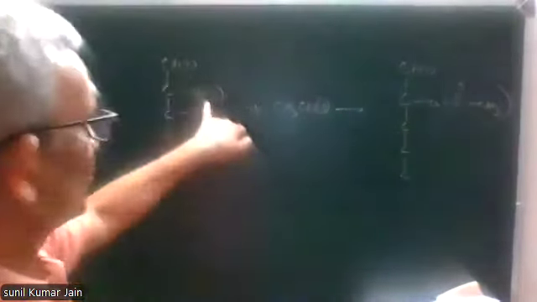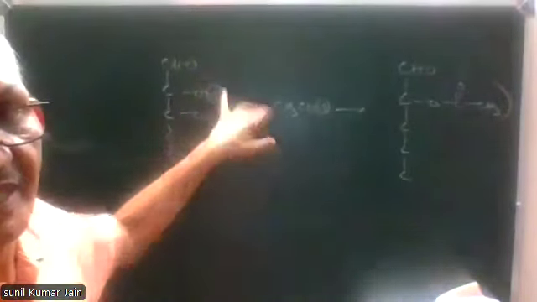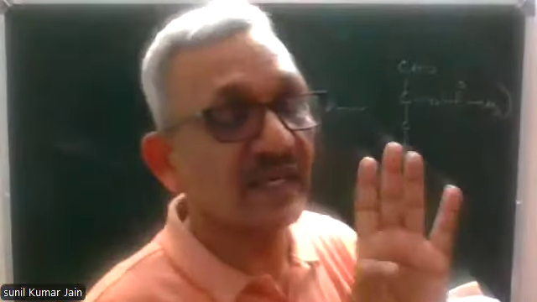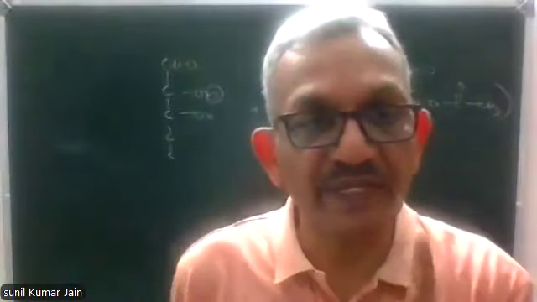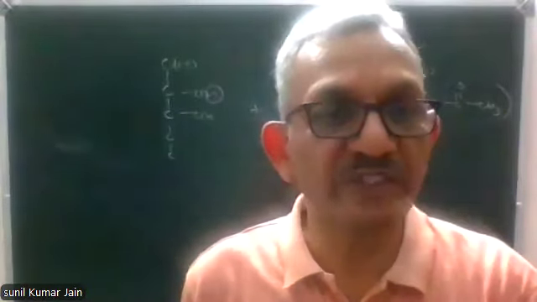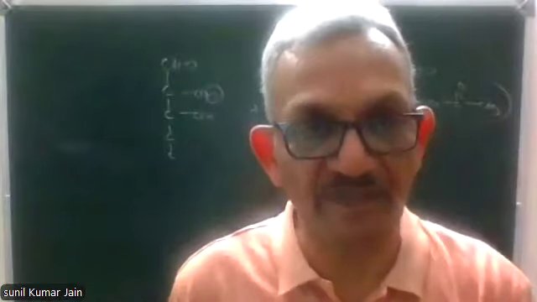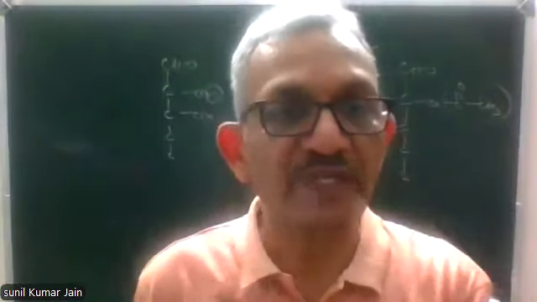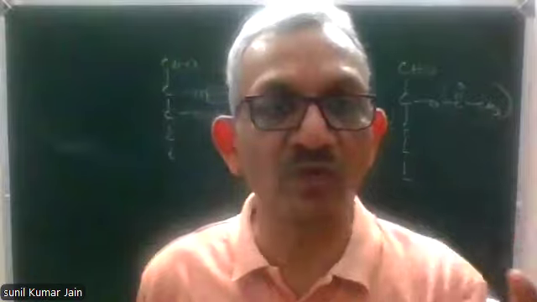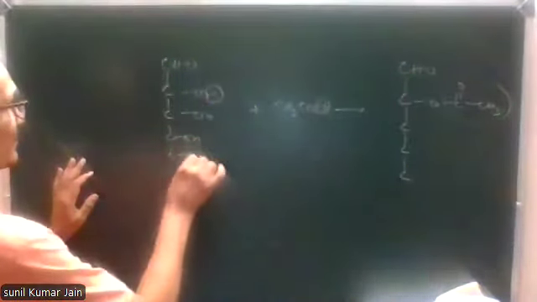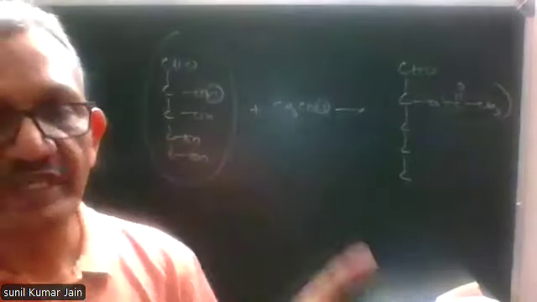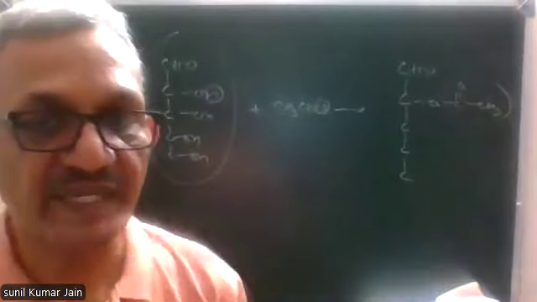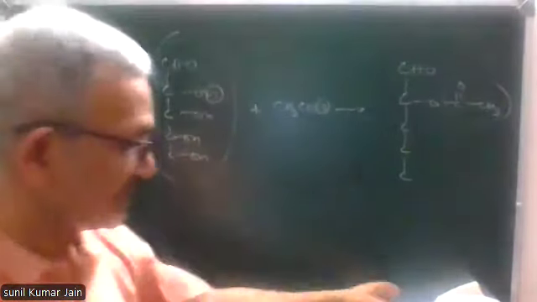For 4 groups, there should be 4 OH groups. It means in the reactant, there are 4 OH groups. Now, if you remember, I told you more than one OH group cannot be attached to the same carbon atom. So these 4 OH groups, they are present on 4 different carbon atoms. So the compound is this. So compound is 2, 3, 4, 5-tetrahydroxypentanal. This is the compound.